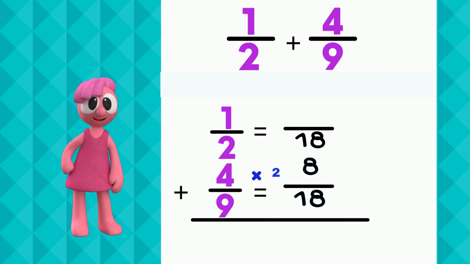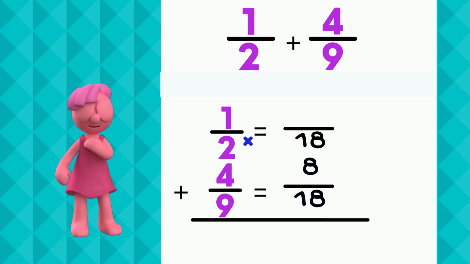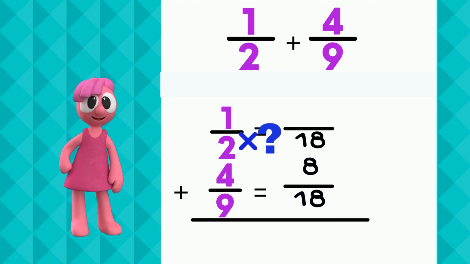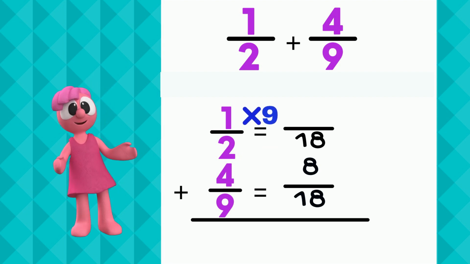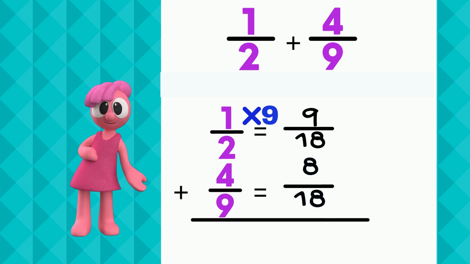We must now change 1/2 into something 18ths. Ask, what times 2 is 18? Yup, 9. Simply multiply the top by 9. And because it is a 1, it is still 9.